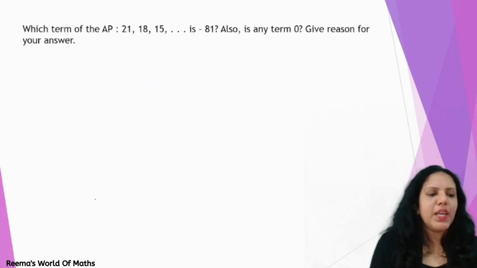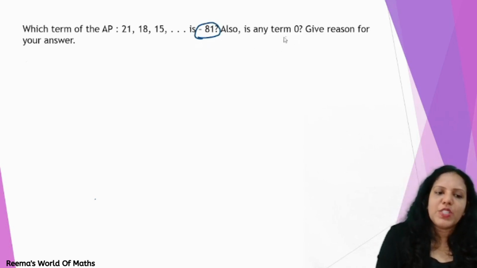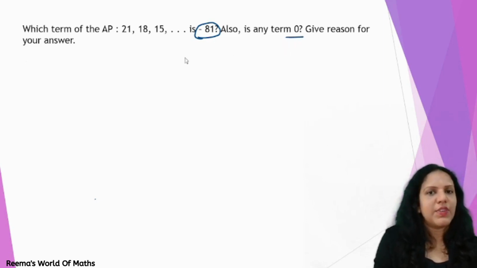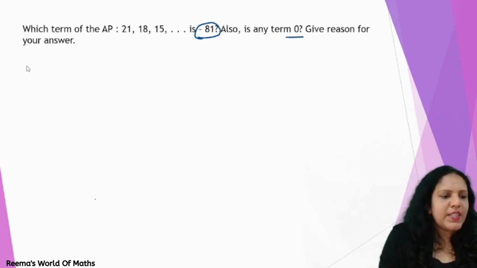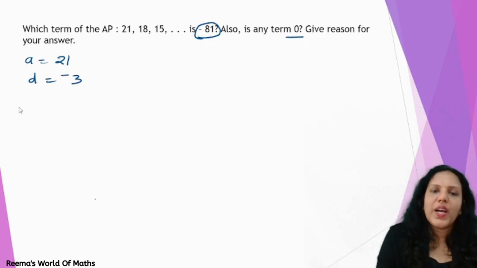Which term of the AP 21, 18, 15 is minus 81? Also, is any term 0? Give reason for your answer. So we have been given an AP and we need to find the position of minus 81 in the given AP. Also we need to see whether 0 is a term in the given AP. So first, a here is 21 and the common difference is 18 minus 21, so that will be minus 3. And what is the formula to find the nth term?